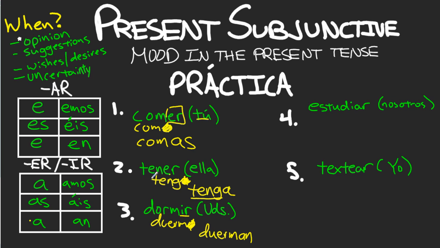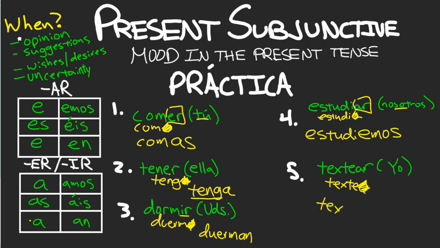Number four, estudiar, nosotros. Yo form is simply estudio, nothing different there. Estudi, and the nosotros form for an AR verb is emos, to give us estudiemos. And then number five, textear, yo. The yo form would be texteo, it's just a regular verb. Get rid of that o at the end of it. Text, and then it's an AR verb for the yo form, so texte.